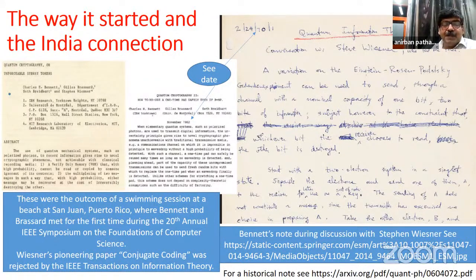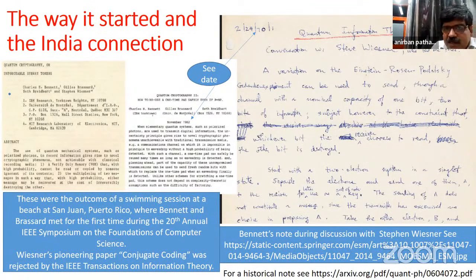And he sent this paper to an IEEE journal and it was immediately rejected because the jargon was not familiar to the engineers. So Stephen Wiesner and Charles Bennett were friends. They were classmates in undergraduate, and in postgraduate they were in different cities and they were Jewish. There was no synagogue in the city where Stephen Wiesner used to live, and he used to come to Bennett's place and he explained it to Bennett. And Bennett took this note.